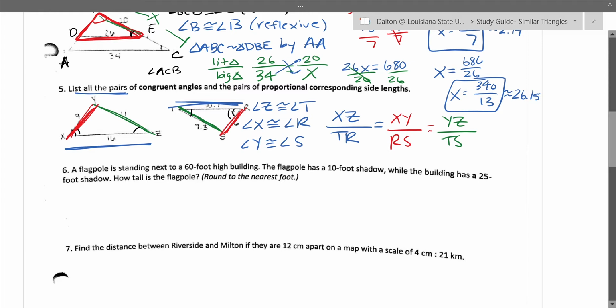Okay, the first one, it says I've got a flagpole. So there's my flagpole, there's my flag. Beautiful. It says the flagpole has a 10-foot shadow. Shadows are on the ground, right? So that must mean this is going to be the 10-foot shadow of the flagpole. It's standing next to a 60-foot high building. So let me draw this here. There's my building. It's 60 feet tall. And the building's shadow, so again, shadows are on the ground, is 25 feet. So the question is, how tall is the flagpole? So let me put an X there since that's what I'm trying to find.